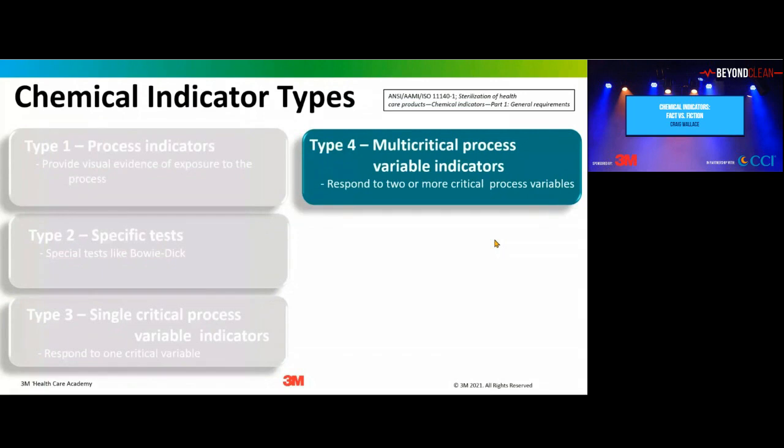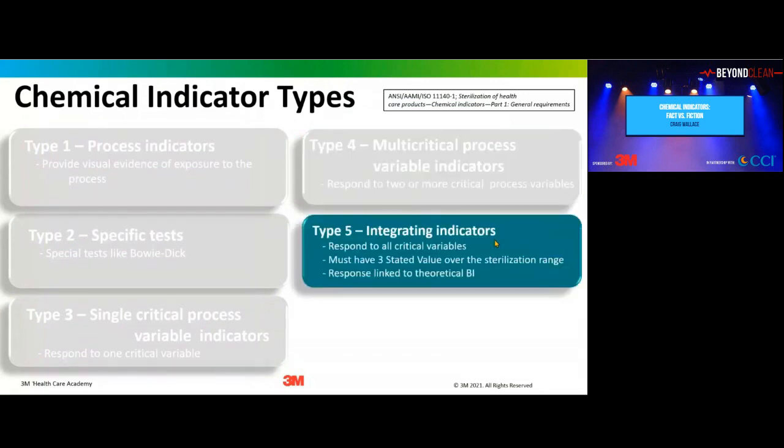And then we have type 5 integrating indicators, sometimes called integrators. This type has to respond to all the critical variables of a process. For steam, for instance, it needs to have 3 stated values over the sterilization range. A single stated value is not enough; there has to be 3 of them. And the response is linked to a theoretical BI. It's built into the standard how they have to be designed and tested, with some calculations that relate it to a biological indicator. So this indicator is unique in having its response linked to a theoretical BI.